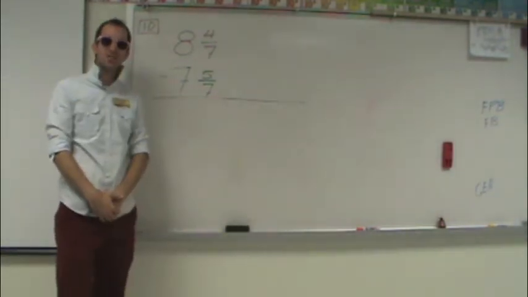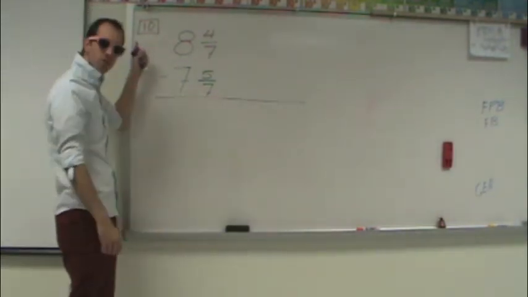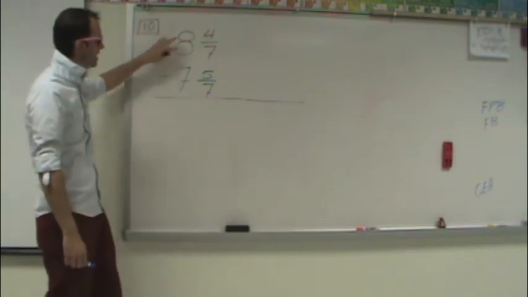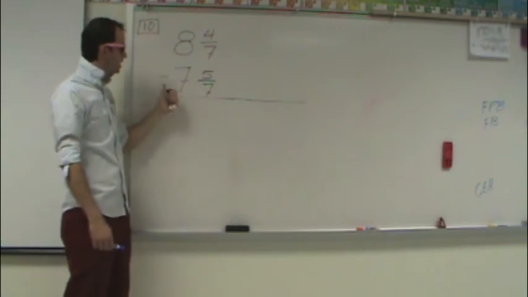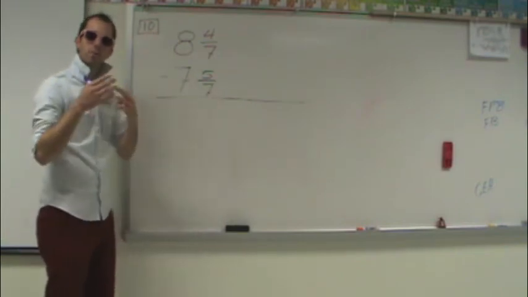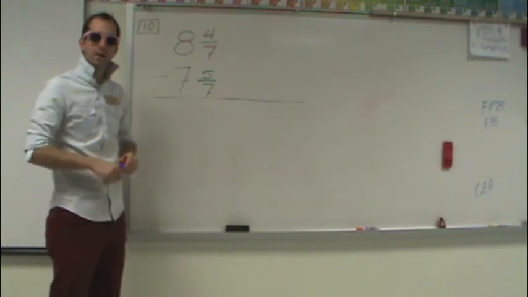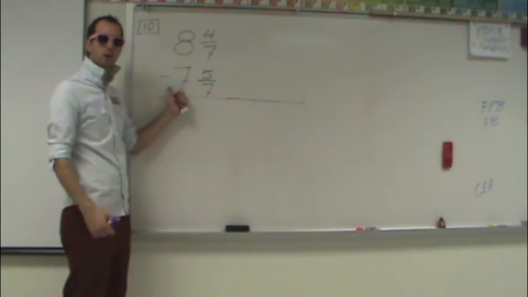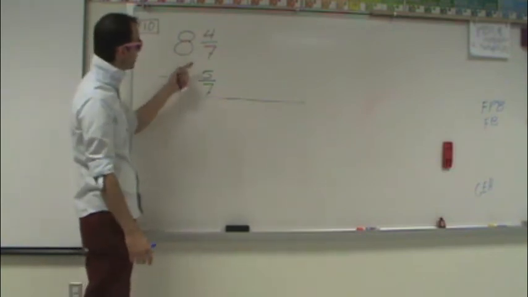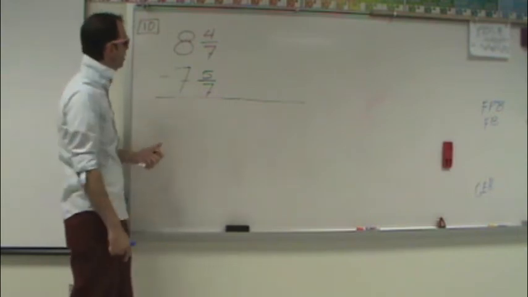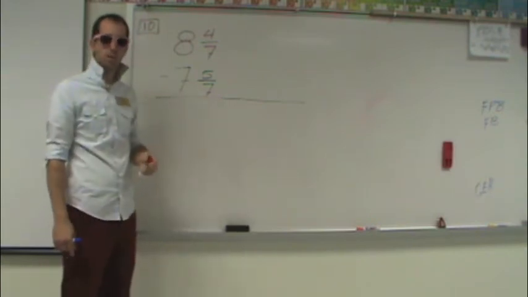Hi there, mathematicians. Let's start by going over number 10. For number 10, we've got two nice fractions, 8 and 4/7 minus 7 and 5/7. I'm going to take a look at our notes, and I'm going to go through those step by step. The first step on our notes says that we need to find a common denominator. One of the nice things about number 10 is that we already have a common denominator. So we don't have to find one, we will have to in the next problem.